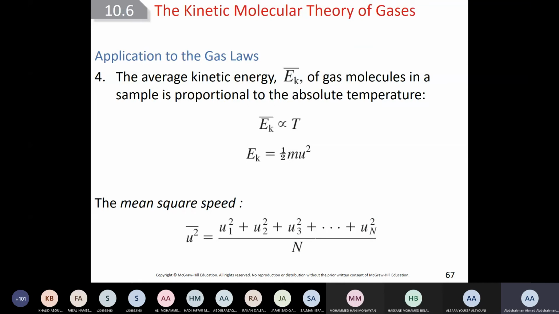Okay, the most important thing is the energy. The energy of the gas is related to temperature. So if you increase the temperature, what will happen to the energy? The energy will increase with the temperature. Actually, I want you to memorize this equation, which is not here: E equals 3/2 RT.